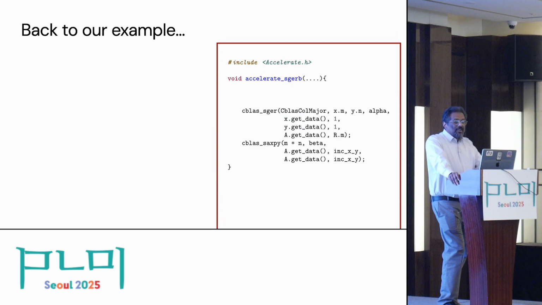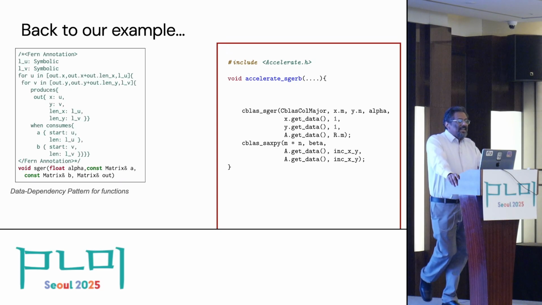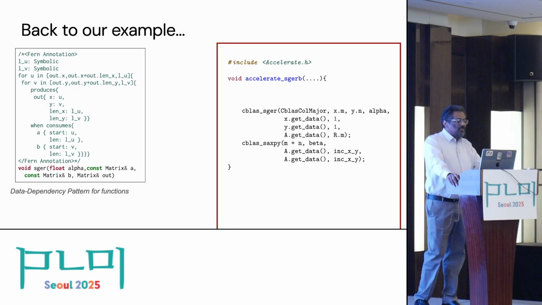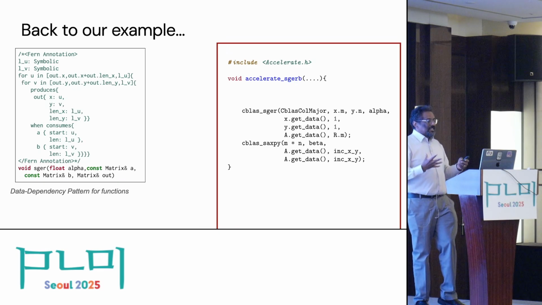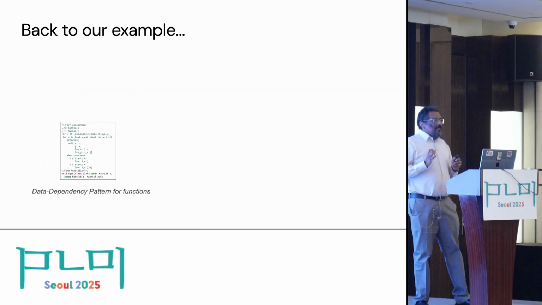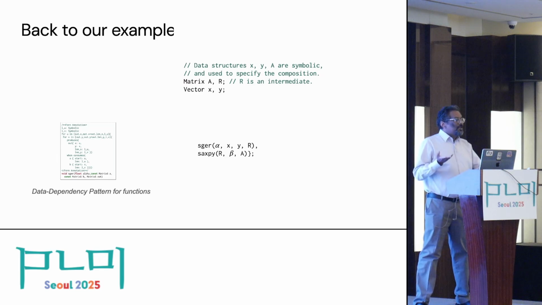So, let us go back to our original example. This is what you will see today. You have the interface description for the function. We have to add some additional information that says here is the producer consumer relationship, and this is added to the include file as an annotation. This is one additional thing we need, and the next thing we have to do is, this is my original function.